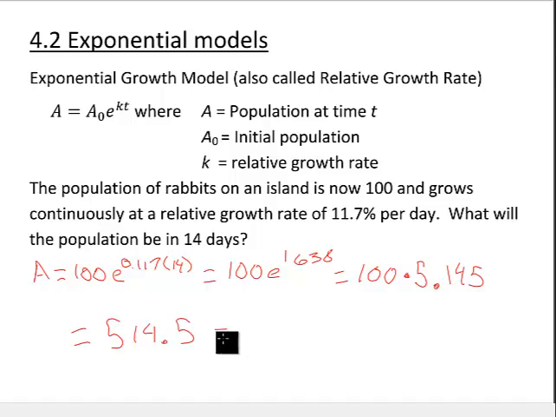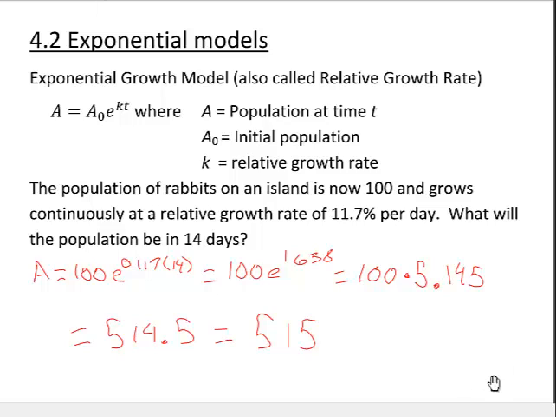In this case we would probably round up to 515 rabbits. Maybe you say, well, if we have half a rabbit, we haven't gotten a whole rabbit yet, so we just leave it at 514. It's sort of either up to you or what the website asks you when you're doing the homework, but mostly when you're doing the quiz or test, I won't be all that picky.